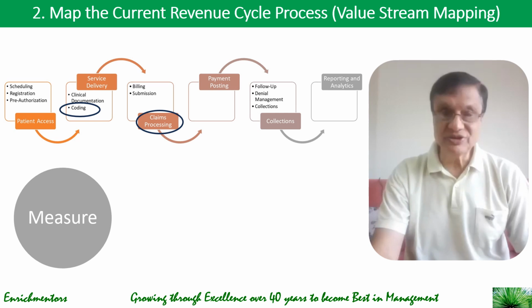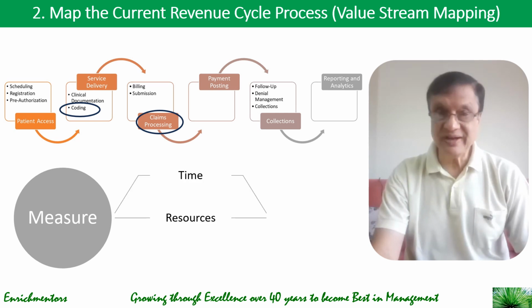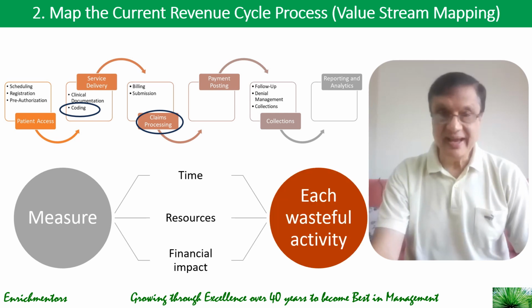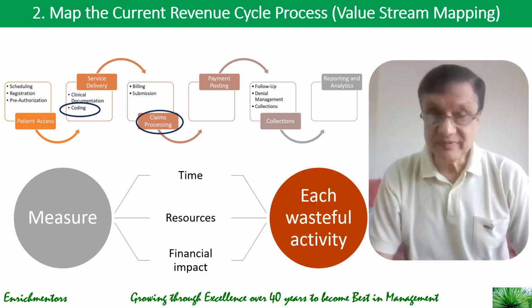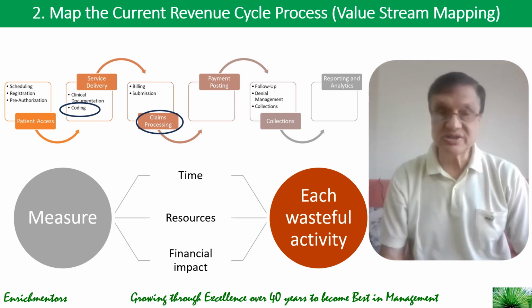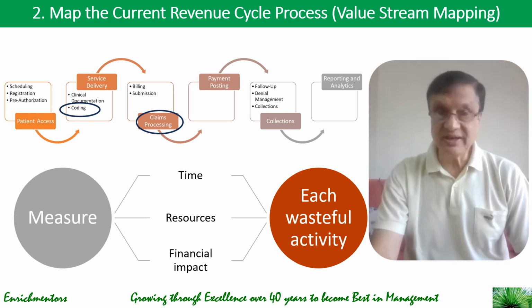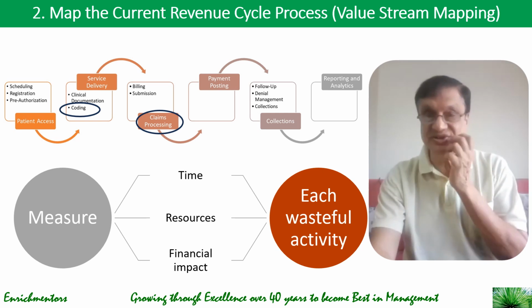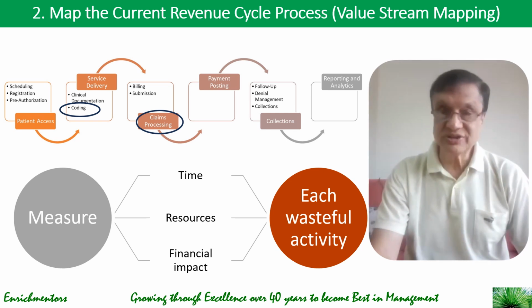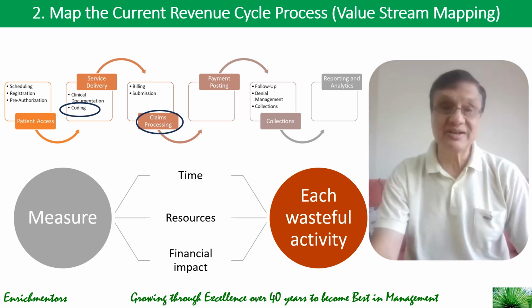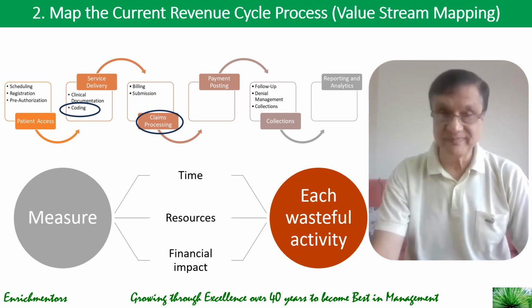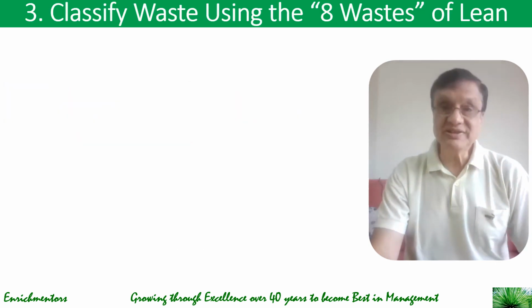And measure the time, resources, and financial impact associated with each wasteful activity, and this can help you prioritize where you should make improvements. So like this, measure the time, resources, and financial impact associated with each wasteful activity that you identified earlier. Then you classify waste using the 8 wastes of lean.